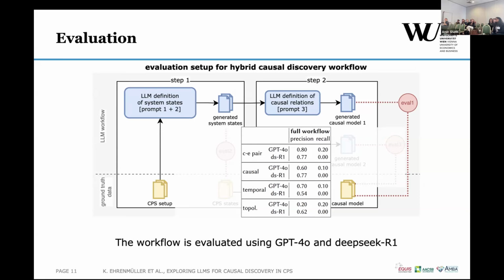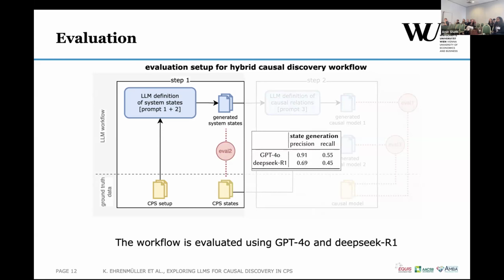Yeah, and you can see, we looked into precision and recall. Recall is not so great, which does make sense because we have one full workflow where we didn't really check whether the generated system states and the original system states are the same. So it was a bit hard to map what the models had as system states and what was proposed by the experts. But for precision, the pairs between cause and effect were quite all right, but then going into details, the performance decreases quite a bit.